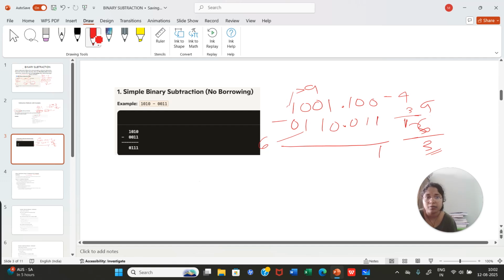We are taking a carry from here, but here nothing is there to take the carry. So from the next neighbor we are going to take a carry from here. This we took here. So from here, 1 is already there. I'll draw it properly.